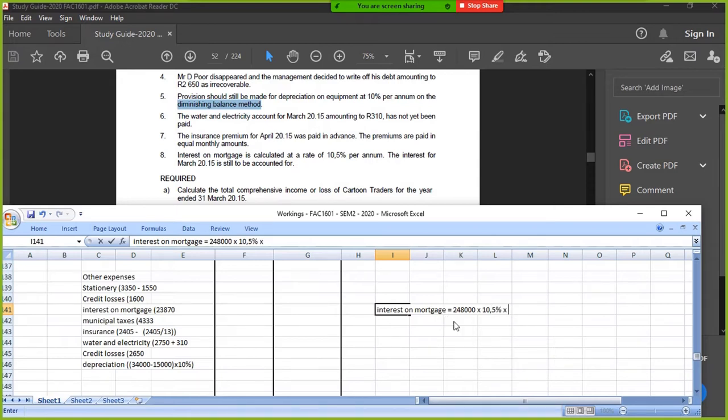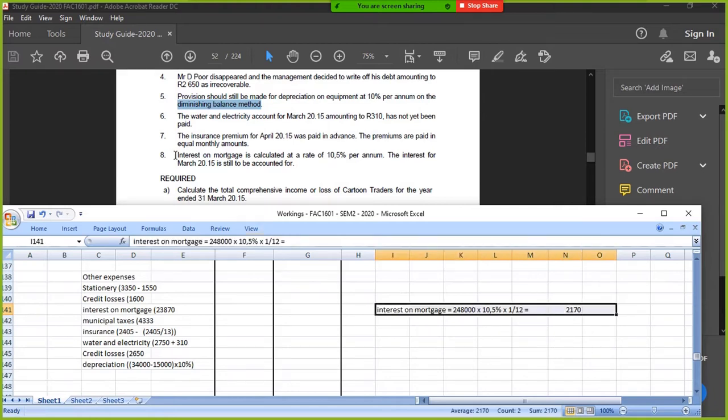Remember, they tell you in the question the interest for March only was outstanding. So pro rata means to apportion it for a year. So you would have typed that into your calculator: 248 times 0.105, times 1 over 12. Very good. Well done, Cheryl. Good answer. Correct answer. 2170 is the right answer.